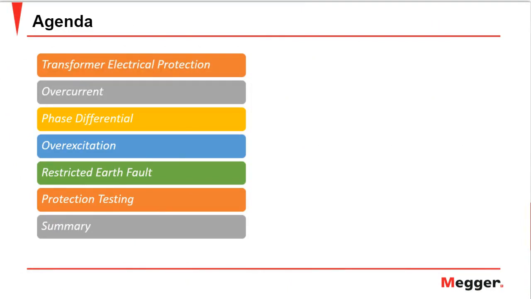So in today's presentation, I would like to talk a little bit more about transformer protection in general, what different functions are used apart from differential to protect the transformer, like overcurrent protection. We have phase differential, which is considered the primary source of protection for a transformer. Even within overcurrent, you have phase, ground, and negative sequence overcurrents that could be used. There is the overexcitation function that is used to protect transformers. And then we also have restricted earth faults that will be discussed in today's presentation.